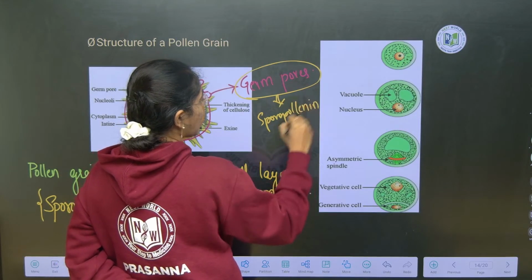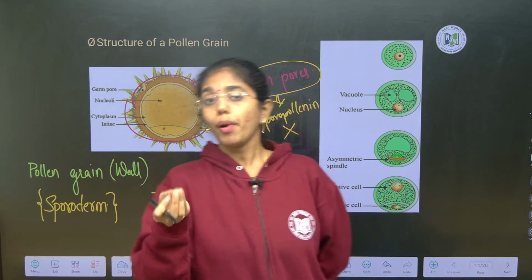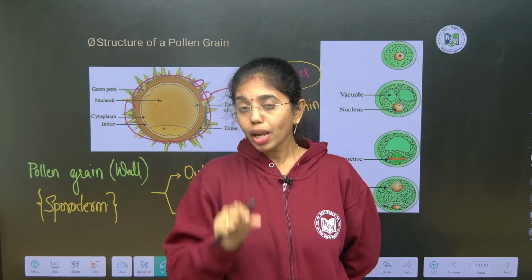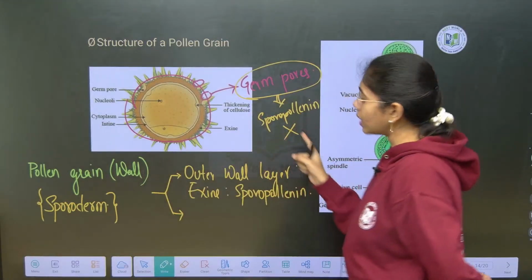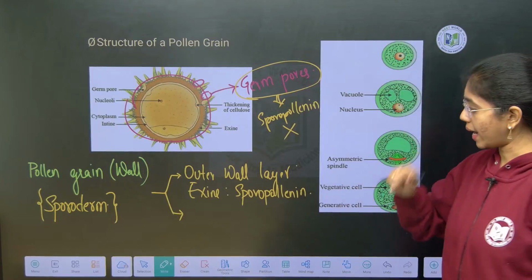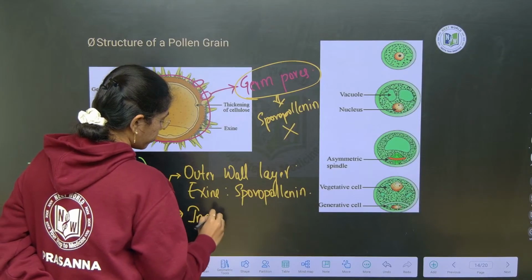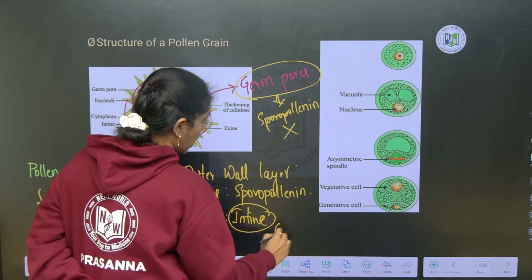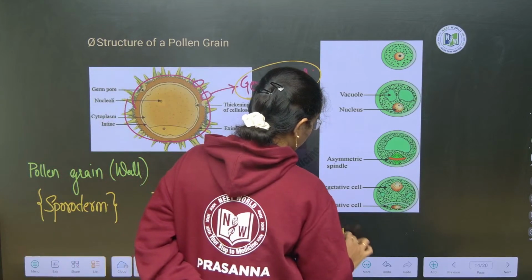Why is sporopollenin absent in the germ pore region? You may get this in an assertion reason type of question. Sporopollenin is absent from that region because the pollen tube will arise from the germ pore whenever the pollen grain lands on a suitable stigma. And next is the inner wall layer, the intine. Intine is composed of cellulose and pectin.